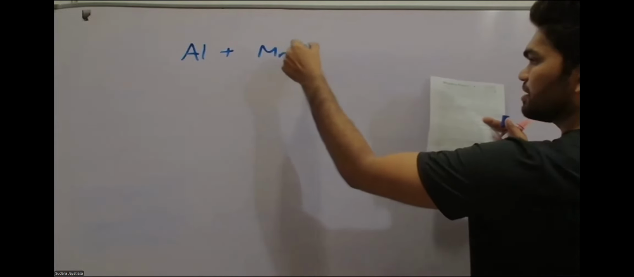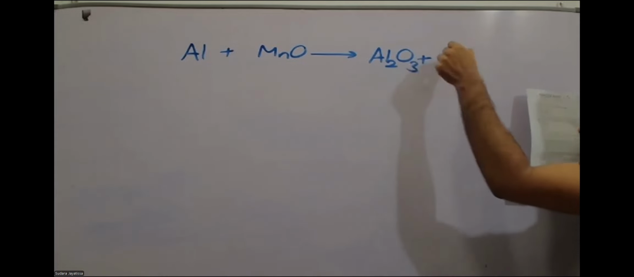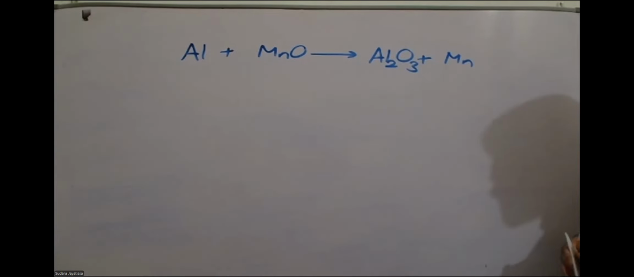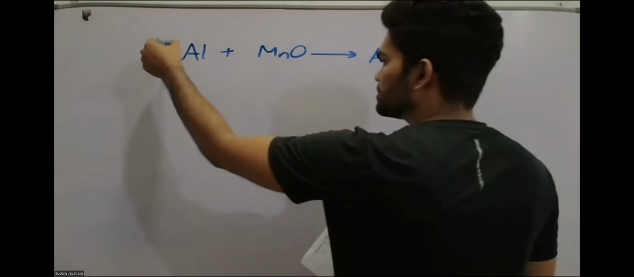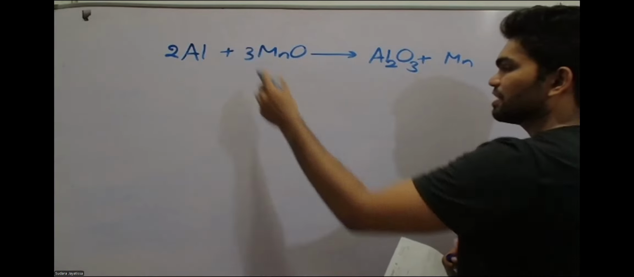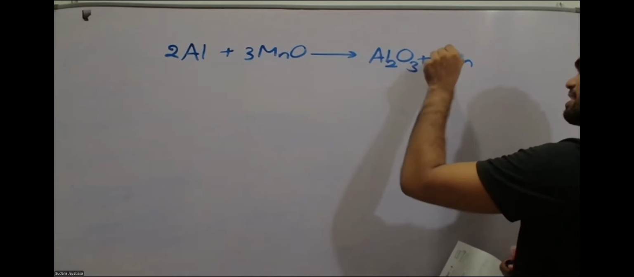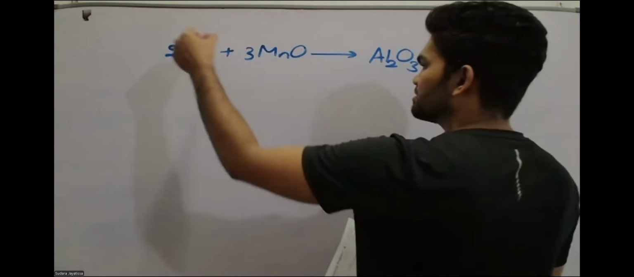Aluminium and MnO are going to give you Al2O3 and Mn. So first of all, let's balance it. You have 2 aluminium here, so you have to put 2 in front of this. Then you have 3 oxygen, so you have to put 3 in front of this, and you will get 3 manganese. That's how you balance using the inspection method.